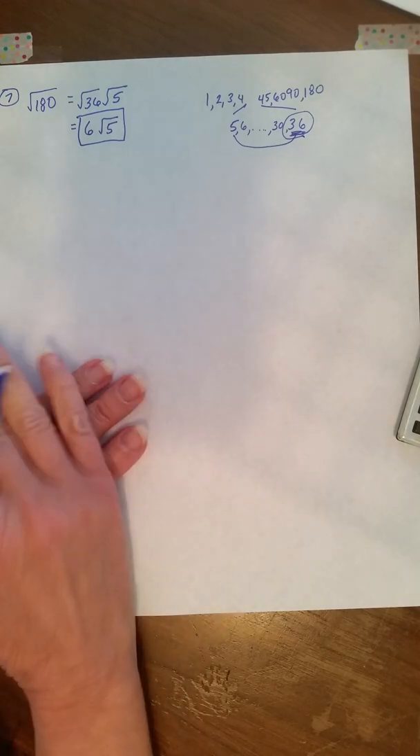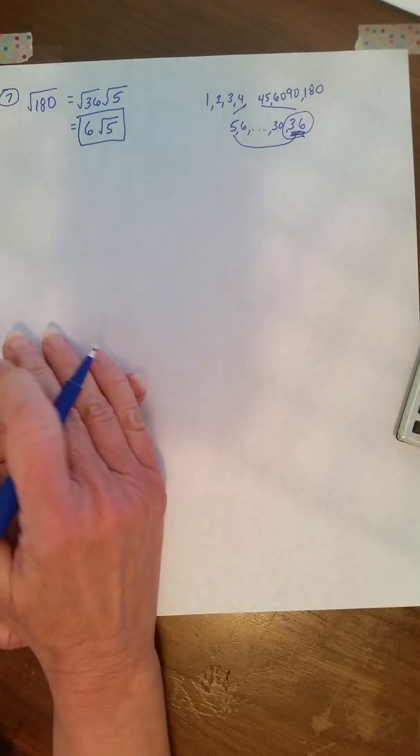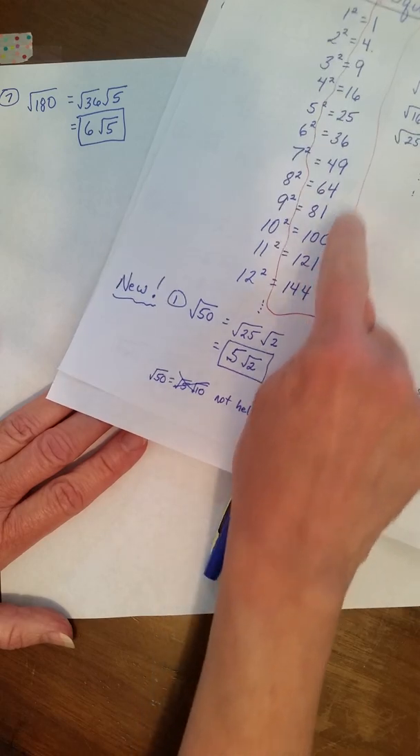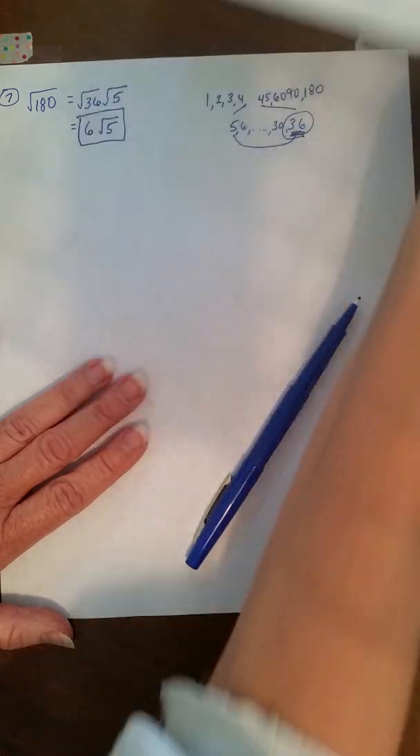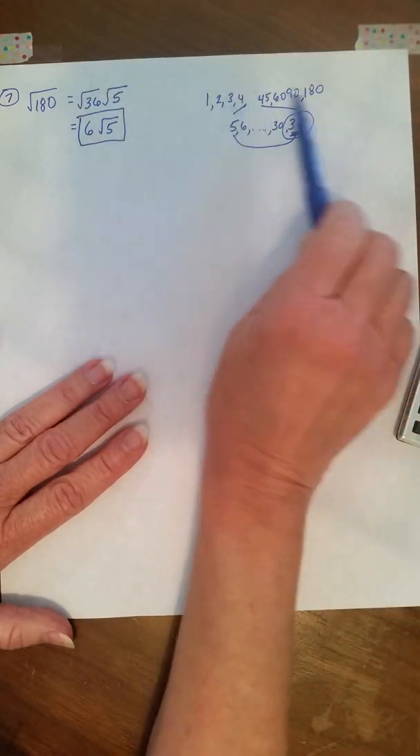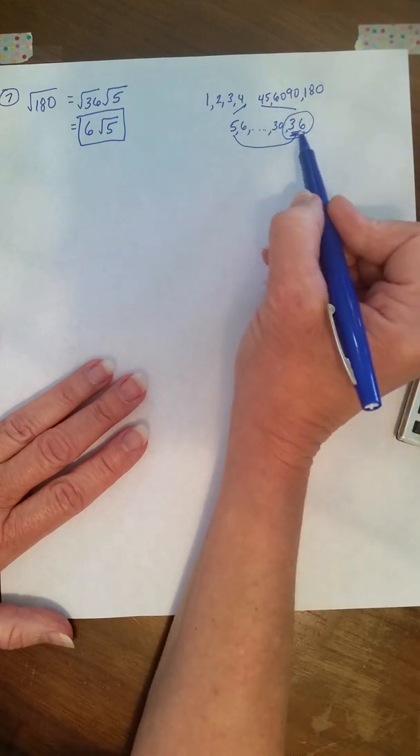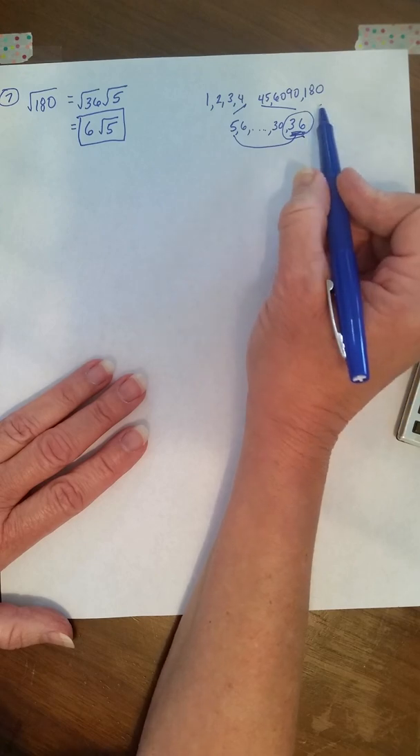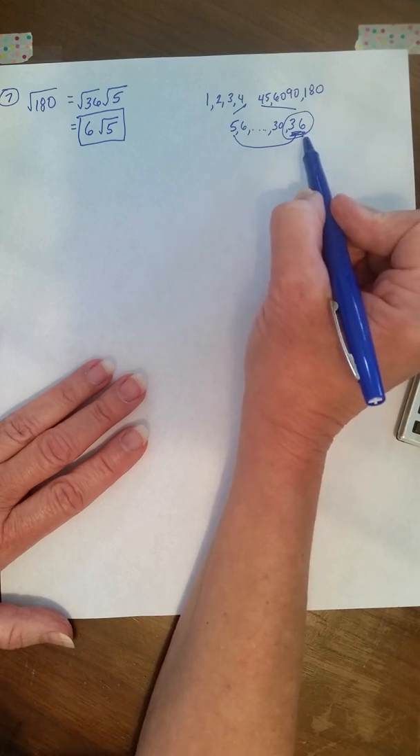So there's a couple of ways you can think about this, whatever your mind prefers, or you might switch it up a little bit. You could start taking 180 divided by our perfect squares, or you could write out the factors of 180 and then choose the largest factor of 180 that's a perfect square.